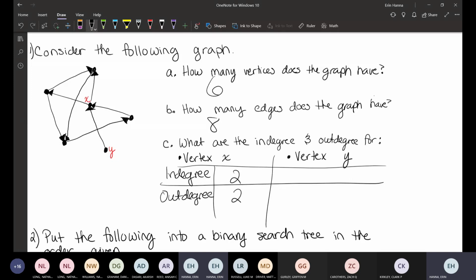And then for Y, there's nothing coming into Y, but there's 1 edge going out of Y. So you have an in degree of 0 and an out degree of 1. Questions, concerns on that one before I go on? Okie dokie.